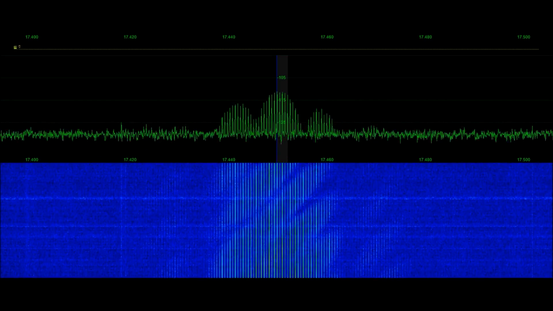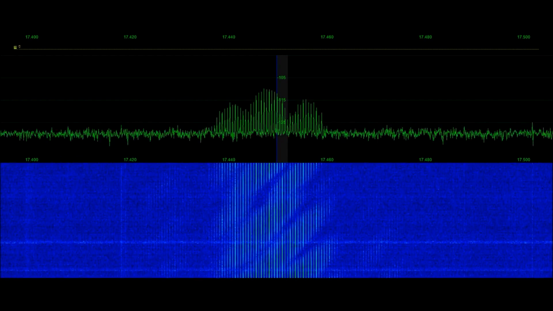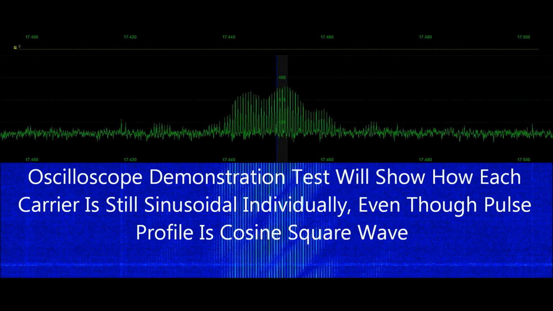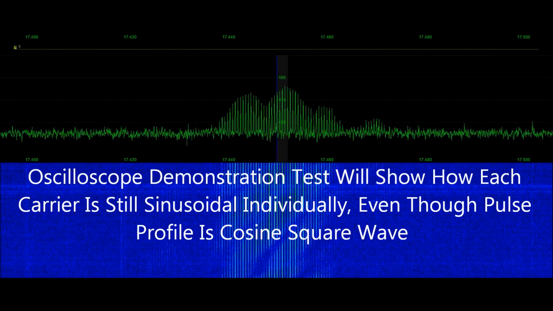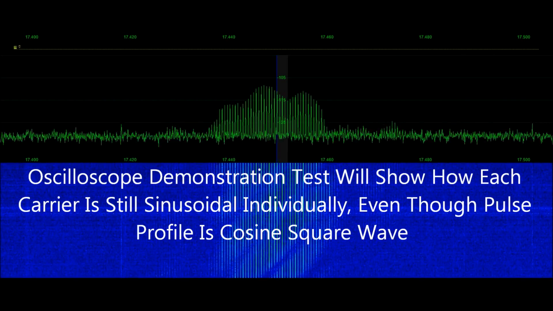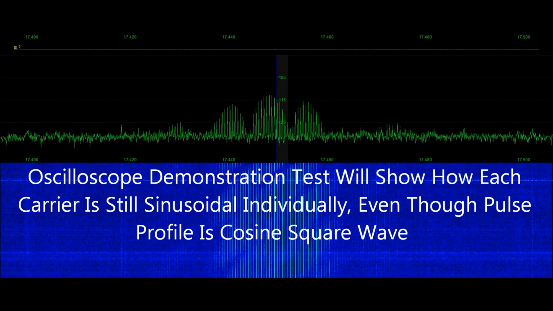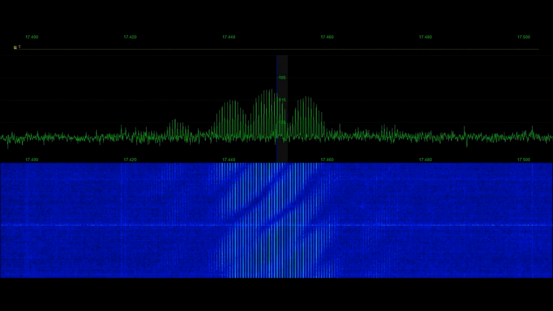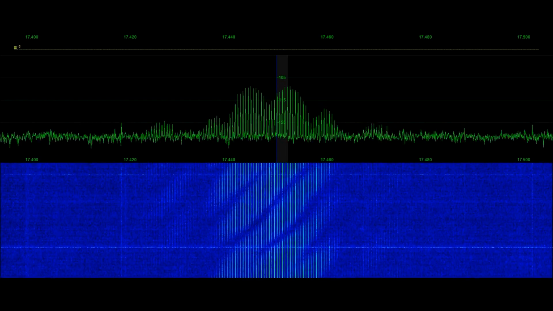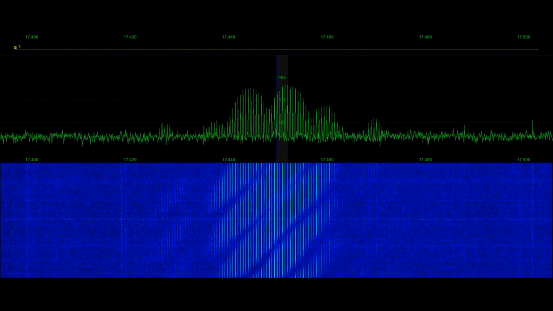So what I'd like to do now is actually go into the fine structure of the radar, and we'll start to look at whether or not these individual carriers are actually a form of sine wave modulation, square wave, triangle wave, or any other type of profile that these individual carriers can actually be made up of. So we'll be looking at it on an oscilloscope, and we'll be isolating one independent carrier now.